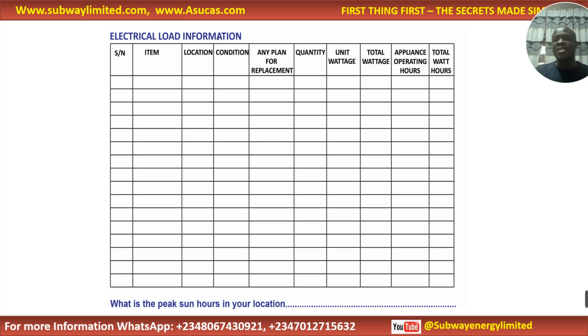So remember this table. Let's go again. The serial number, the item, the location, the condition, any plan for replacement. I explained all this. Quantity needed, or how many quantity is there. Unit watts, total watts, appliance operating hours, total watt hours. I took my time to explain everything, so it's just for you to feel it. When you document it like this, it's very simple for any professional to understand.